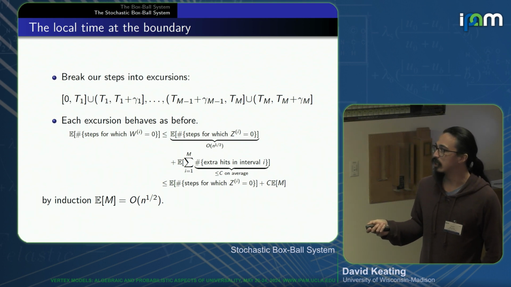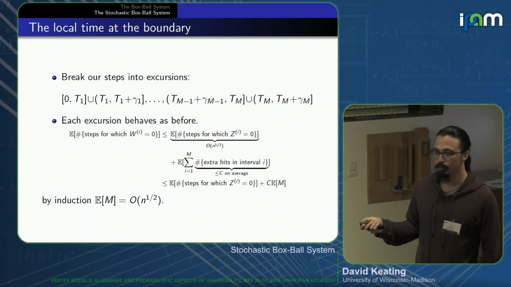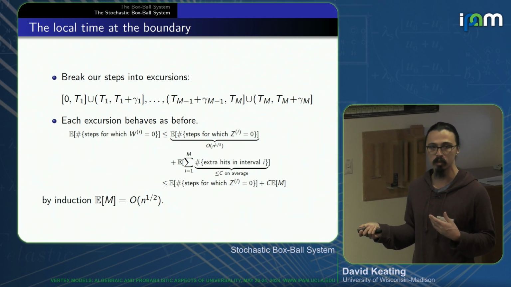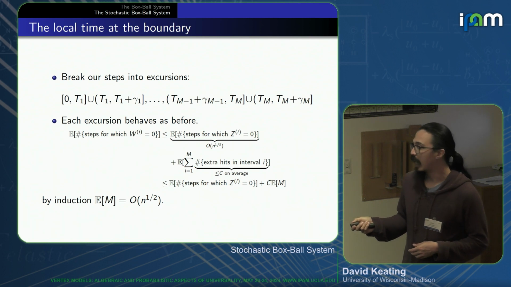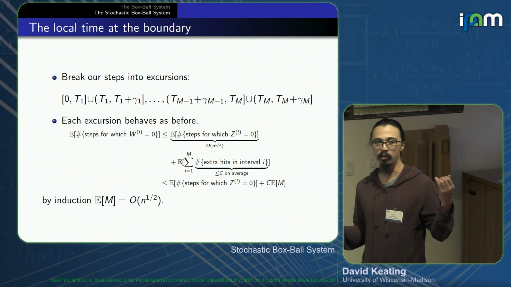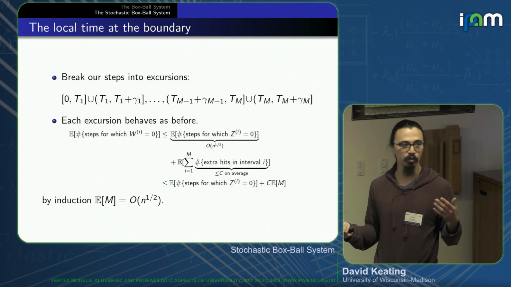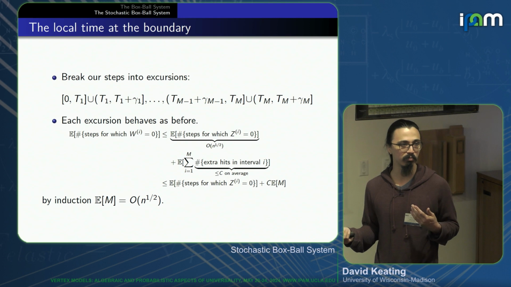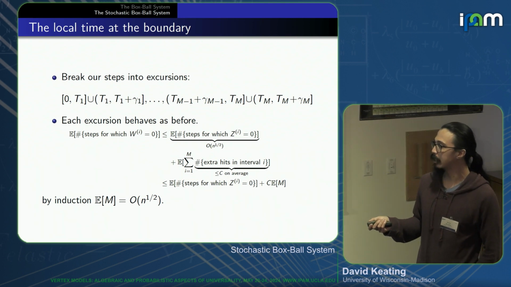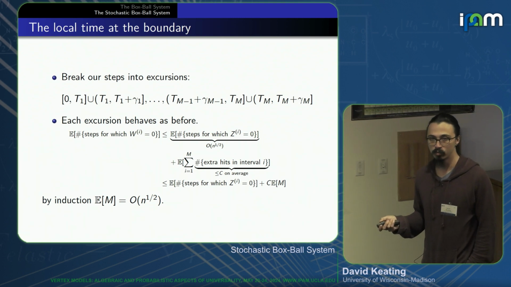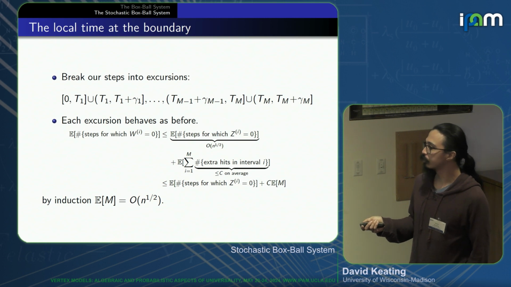Plus the sum of these extra hits over all of these intervals. So in a given interval, the number of extra hits is some geometric random variable, or bounded by a sum of geometric random variables. It's bounded by just some constant. And then the number of intervals, by induction, is bounded by the number of times we had pairs form in the left balls. And we know by induction that that is order square root of n. So in the end, we get something that is bounded above by some order square root of n. So that's the proof for this.